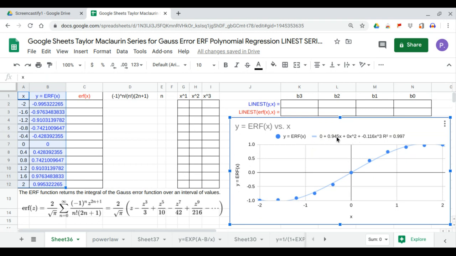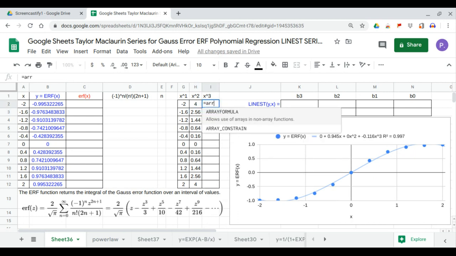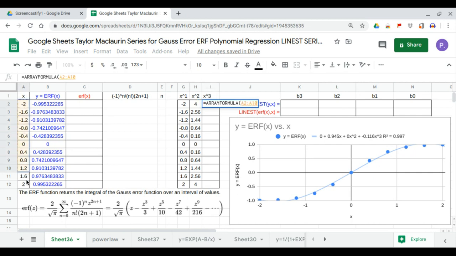To do that, we have to complete the x squared and x cubed columns because we are using the third degree. So we start with the x column, the formula of the x values raised to the power 1. And the x squared column will be the formula of the x values raised to the power 2. And the x cubed column will be the formula of the x values raised to the power 3.